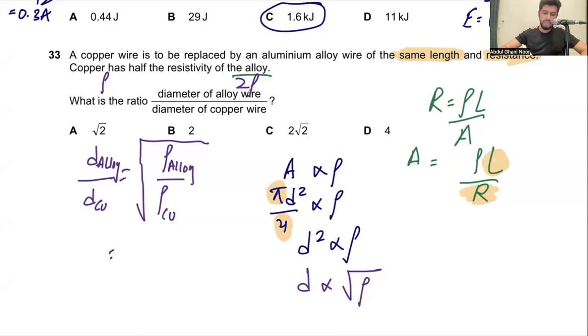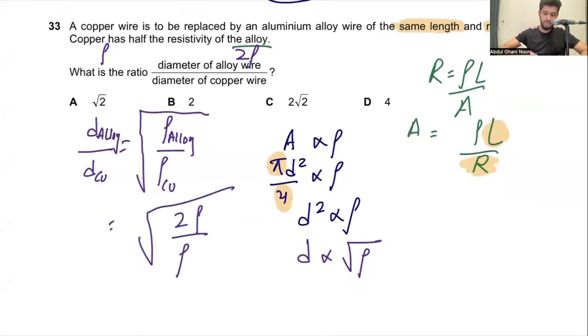Which means under root 2 rho upon rho. The rho cancels out, under root 2. That is the answer. That is the ratio of the diameter of the alloy wire to the diameter of the copper wire.